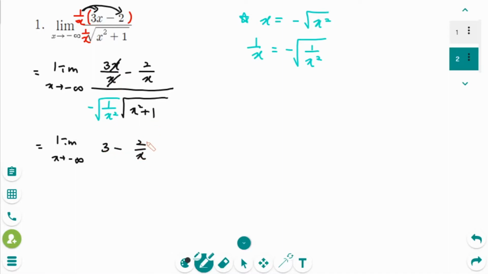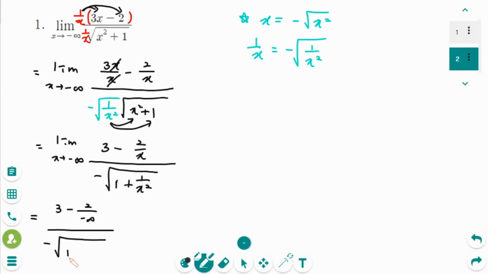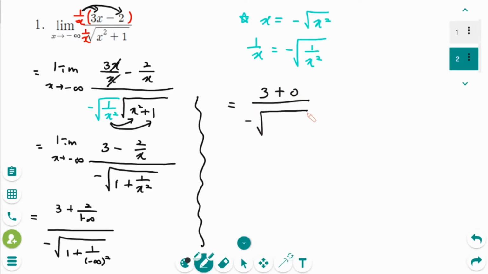Three minus 2 over x over. Now we will multiply these two, but remember that the minus sign is present. Minus square root of, expand, 1 plus 1 over x squared. Put minus infinity into x: 3 minus 2 over minus infinity, over minus square root of 1 plus 1 over infinity squared, is also 0. So 3 plus 0 over minus 1, which is minus 3. That is the answer.